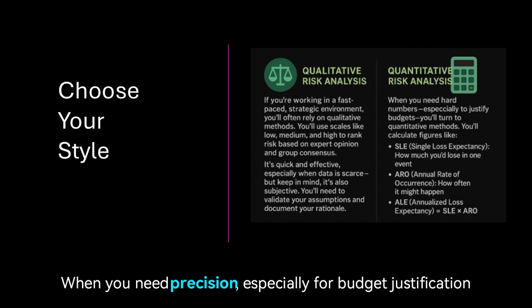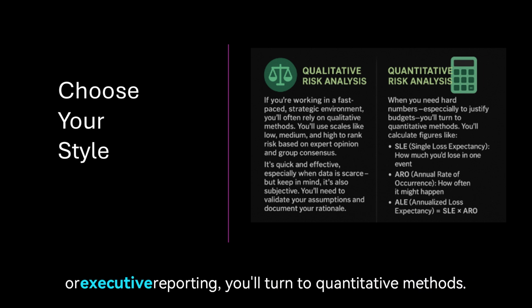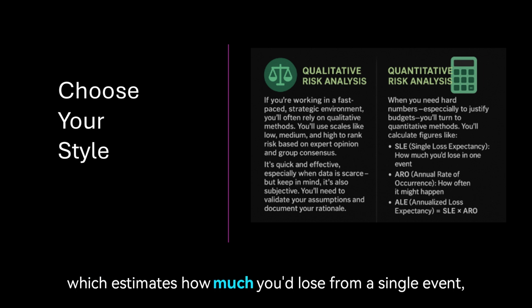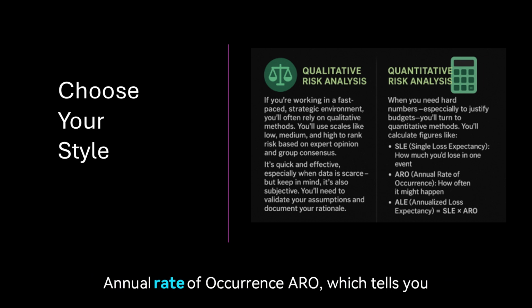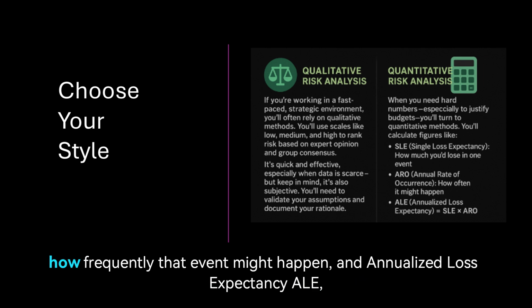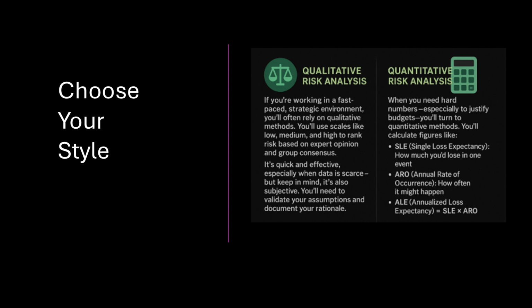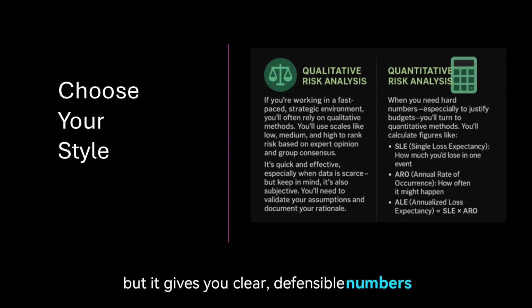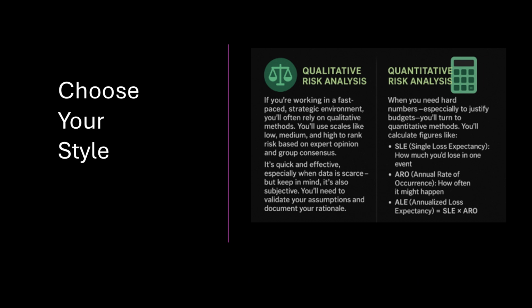When you need precision, especially for budget justification or executive reporting, you'll turn to quantitative methods. This approach involves calculating specific figures like single loss expectancy, SLE, which estimates how much you'd lose from a single event, annual rate of occurrence, ARO, which tells you how frequently that event might happen, and annualized loss expectancy, ALE, which you get by multiplying SLE by ARO. This data-driven method requires effort, but it gives you clear, defensible numbers that are essential for convincing business leaders and securing funding for mitigation efforts.